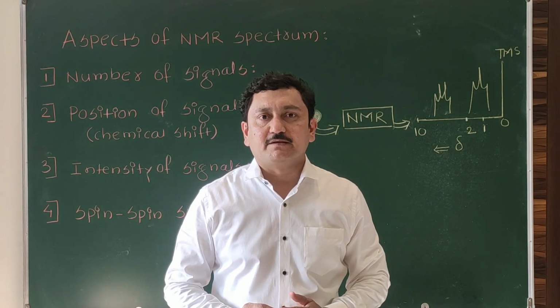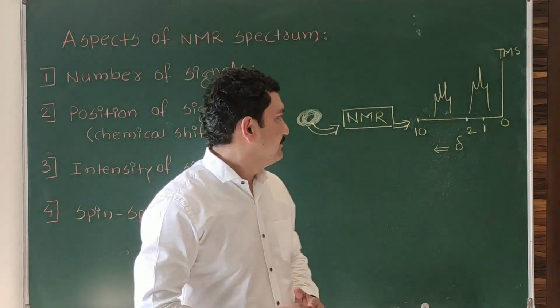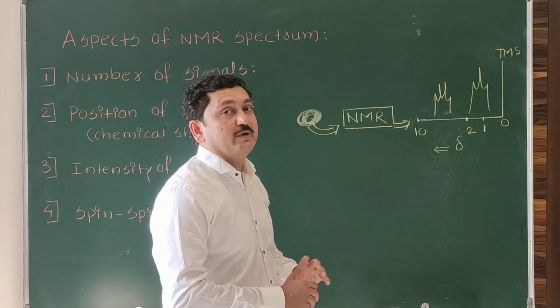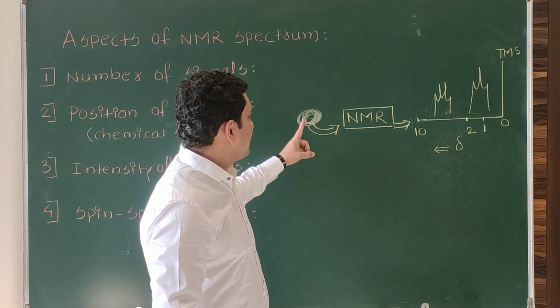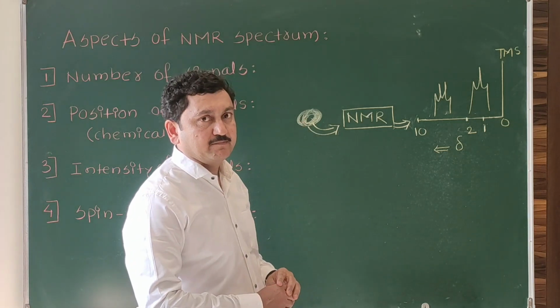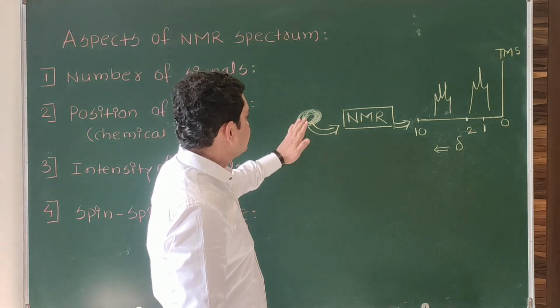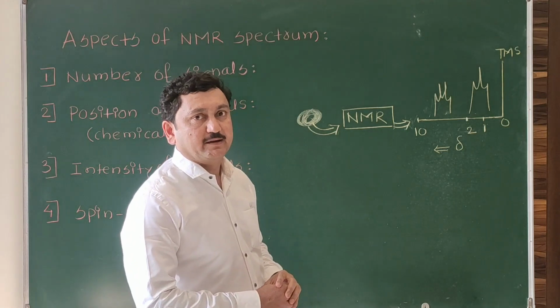NMR gives the information regarding the structure of a compound. This is a compound whose structure we have to determine. That may be benzamide, benzoic acid or any one. To determine the structure, we will supply the compound in the NMR instrument.